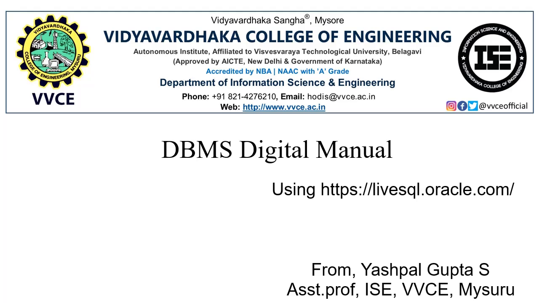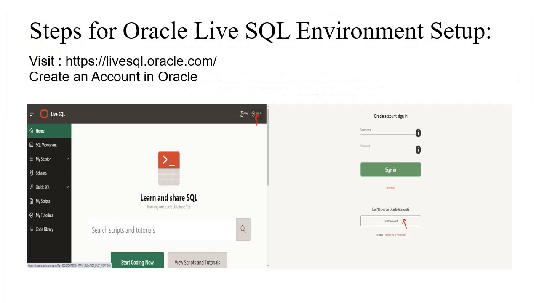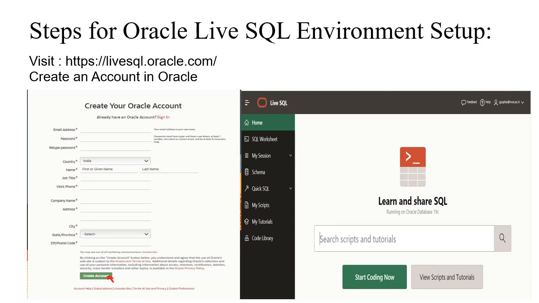In this video, we shall see how to set up an environment in the Oracle Live and run a query. First step is to create an account in livesql.oracle.com. Once logging into the Oracle Live, you will be able to get the worksheet where we can type our SQL statements and run the queries.